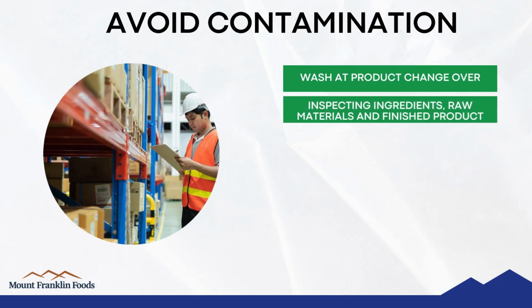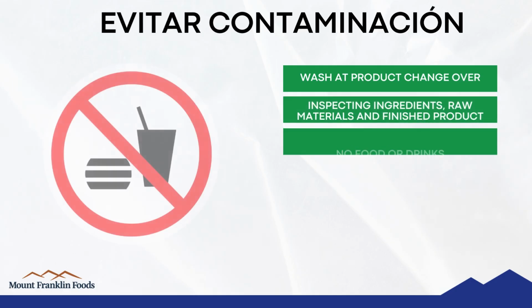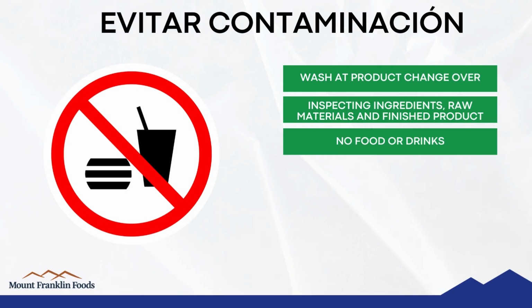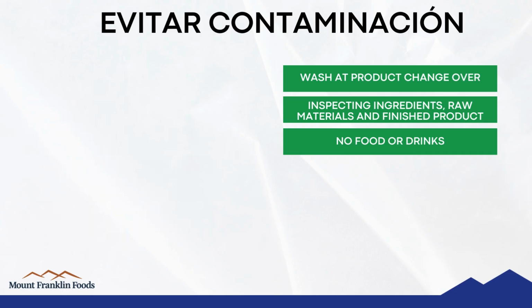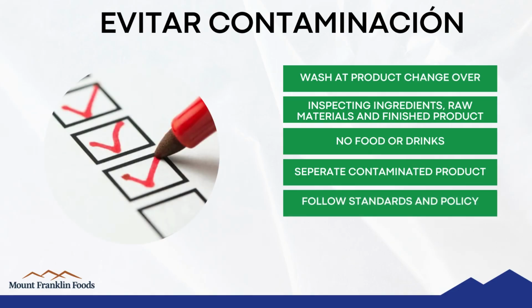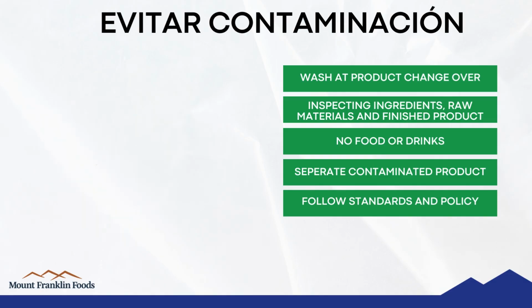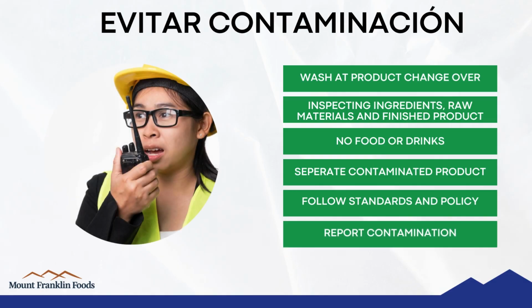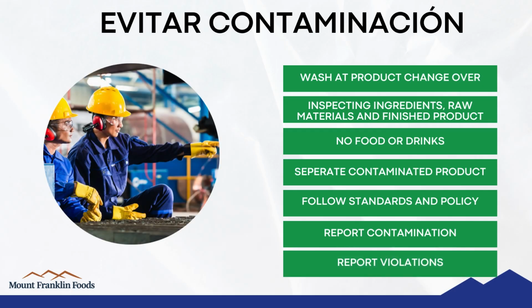Inspect ingredients, raw materials and finished products. Do not bring food and beverages into production, storage and process areas. Separate the material that presents a contamination risk. Quality must be notified so they can initiate the hold tag procedure. Follow product formulas, standards and company policies. Report any sightings of foreign contamination, allergens, body fluids, blood, saliva, sweat or vomit, and cross-contamination in the product. Finally, report individuals who are violating company rules and policies.